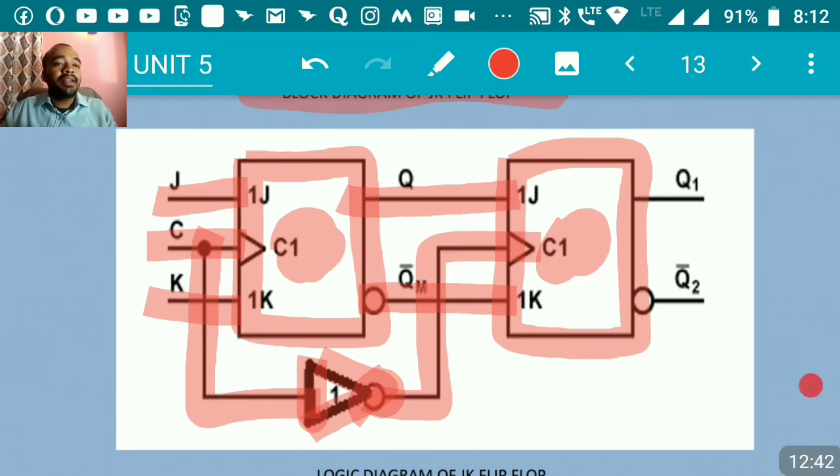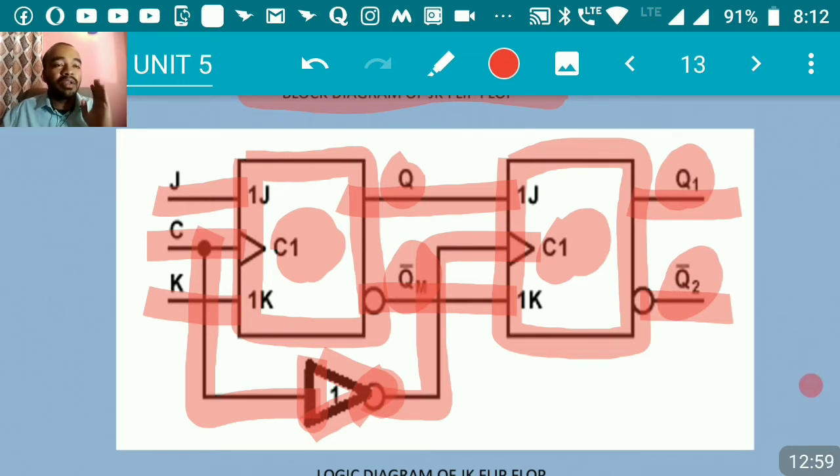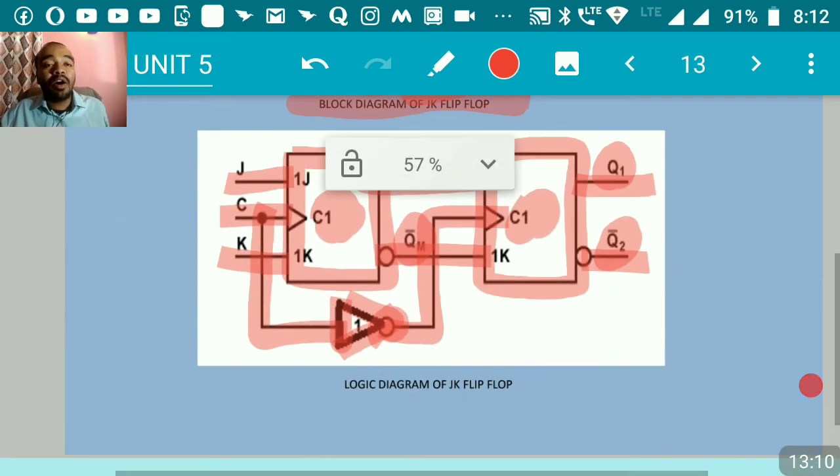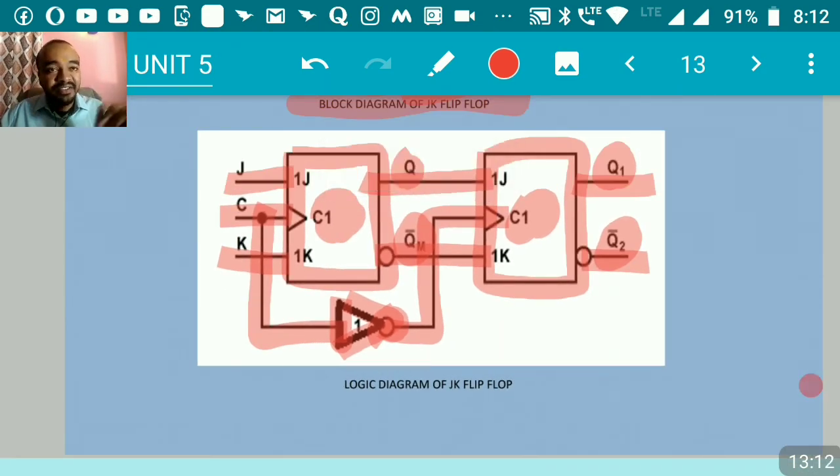Again, the slave is going to have two outputs, that is Q and Q bar. Do not worry about Q2 bar, Q1 and all. You just call that Q and Q bar of master flip-flop, and call this Q and Q bar of slave flip-flop. That's it. You don't worry about that naming. Just write it as Q, Q bar of master flip-flop, Q, Q bar of slave flip-flop. That is enough. So this is the logic diagram of the master slave JK flip-flop.